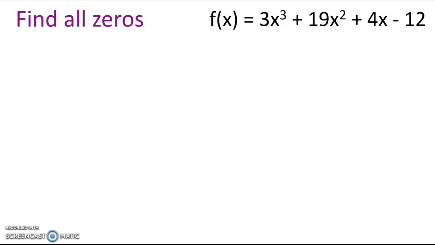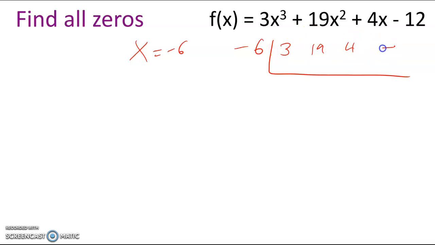So what I'm going to do now is pick x equals -6 as one of them. Now I'm going to synthetically divide the equation by -6. So -6 on the side, then 3, 19, 4, and -12. I bring the 3 down and multiply those out. I get -18. I get -6. Bring a 2 down. Then I get, hold up here.